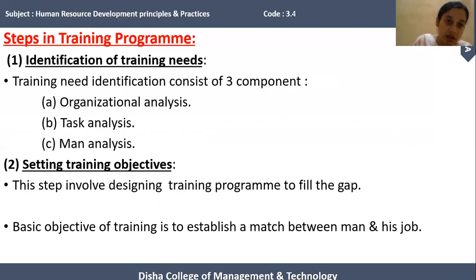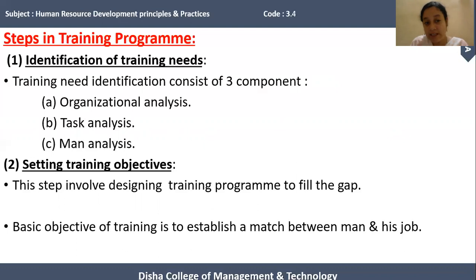The next step in the training program is setting the training objective. In the first stage, the organization identifies the skill deficiencies and skill lacunas of the human resources. In the second step, it sets the training objectives. For different persons, there are different training objectives, because different persons have different skill lacunas and deficiencies. To fill these deficiencies, different types of training programs are required, so different objectives are set by the organization.